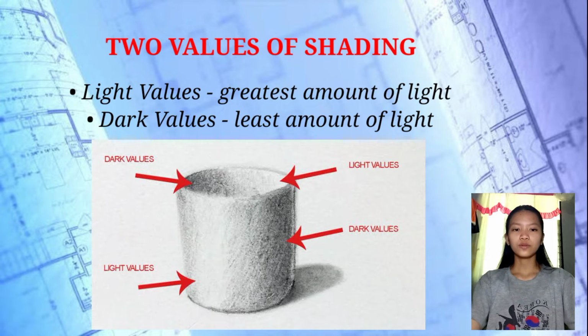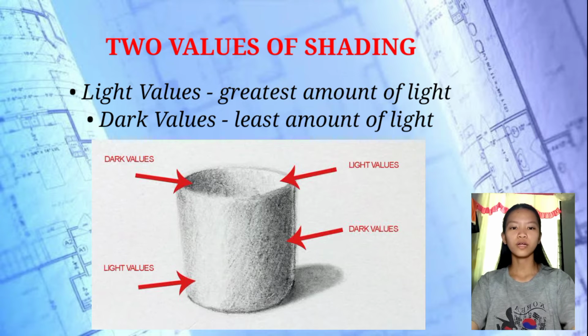Pag sinabing light values, yun yung mga part ng object kung saan mas nagkakaroon ng light or mas natatamaan ng light. Kaya yung isang object ay nagiging isang realistic. So, yun yung isa sa mga characteristic ng isang object kung kaya ito ay nagiging realistic artwork.